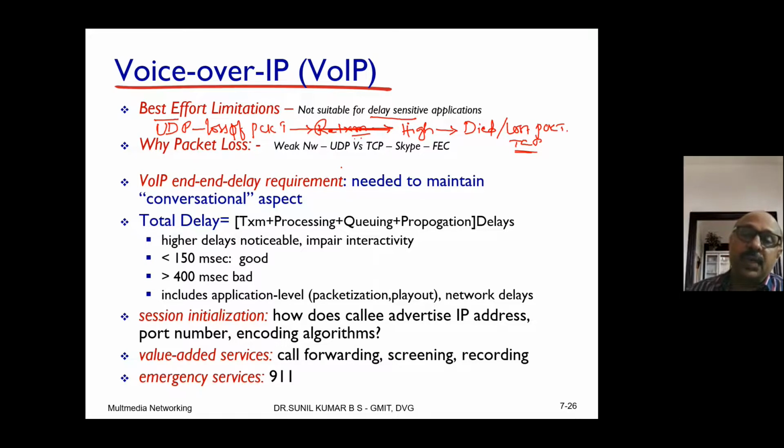And as I mentioned earlier, Skype is the most popular application that is being used by people all the time. And this is the one application which adopts voice over internet protocol.